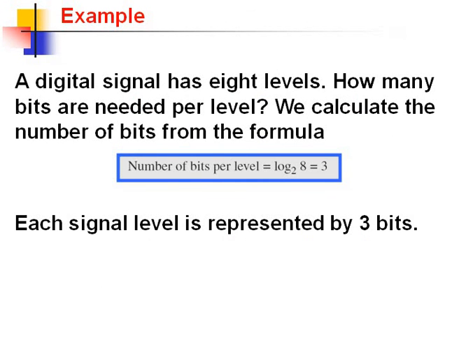Let's see an example. The digital signal has 8 levels. How many bits are needed to represent per level? To calculate the number of bits, from the formula, the number of bits per level can be identified as log2 L, just as we have seen in the above formula. So the number of levels represented here is 8, so our formula becomes log2 8, which gives us 3. So each signal level is represented by 3 bits.